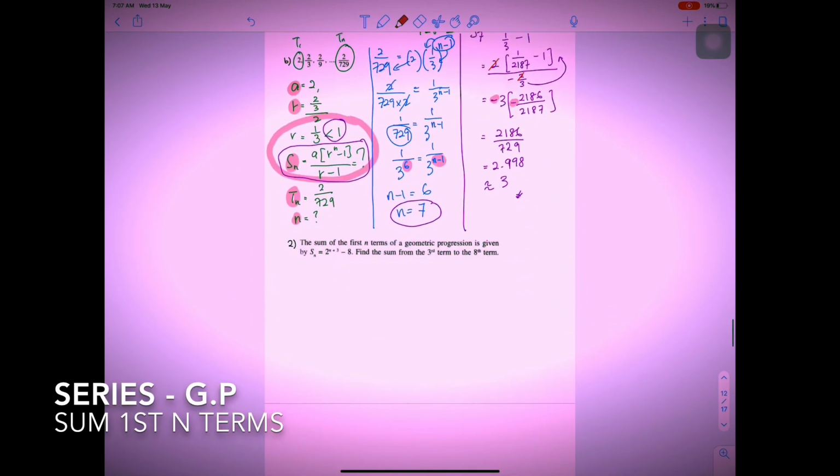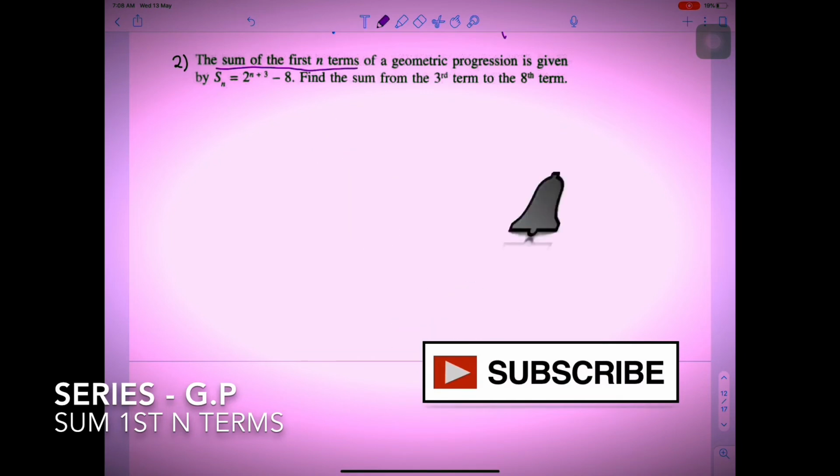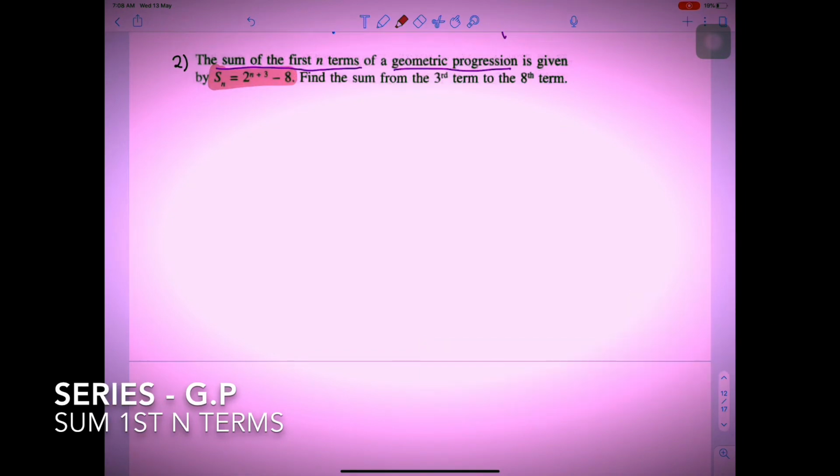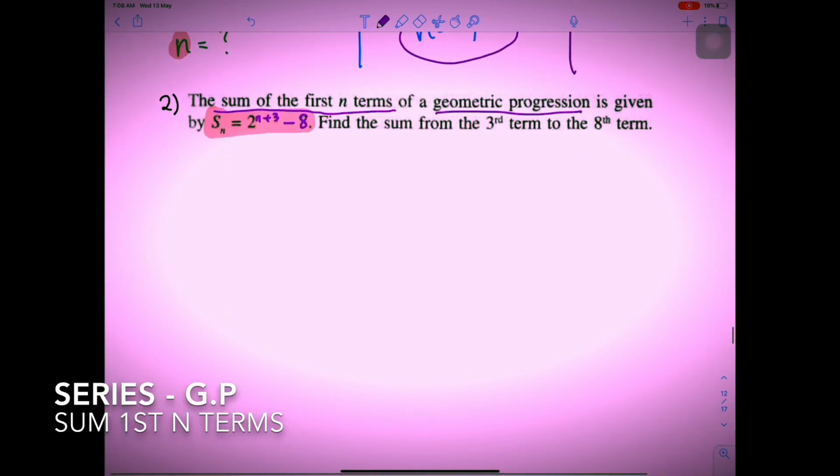Okay, that is the conclusion here. Now let's continue with example question number 2. The sum of the first n terms of a GP is given by Sn equals 2 power of n plus 3, minus 8. Find the sum of the third to the 8th term.